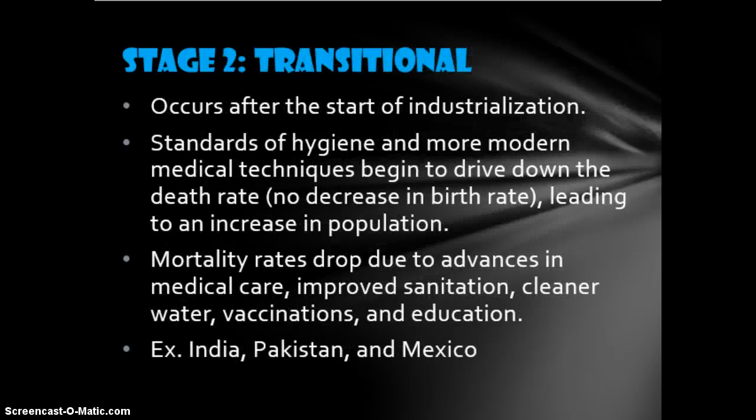Stage 2 is that transitional level, and it's when you've started to industrialize an area, so you're starting to get better medicine, better hygiene. The birth rate is no longer decreasing, and the death rate's starting to go down, so your population is starting to increase. And as you get improved sanitation, education, all of those things will start to bring your populations up. So India, Pakistan, and Mexico are all in stage 2 right now.